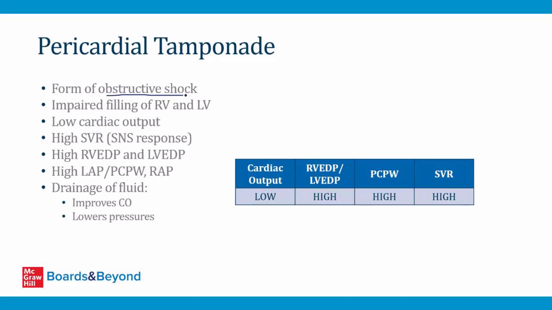So pericardial tamponade is a form of obstructive shock, and I talk about it in the video on shock. But what's happening is because you have this high pressure fluid surrounding the heart, there's impaired filling of the right ventricle and the left ventricle. And when these chambers underfill, there's going to be low cardiac output, and that's what leads to shock.